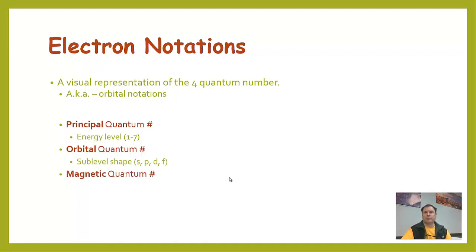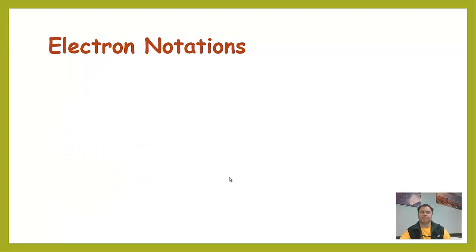The magnetic quantum number we're going to get into today, or at least how it's represented. Remember, the magnetic quantum number talks about which one of the three axes the orbital is lying on. Is it on the x-axis, the y-axis, or the z? And then the final quantum number was the spin, and that simply tells us whether the electron is spinning clockwise or counterclockwise. We're going to learn how to represent these last two when we do notations today.